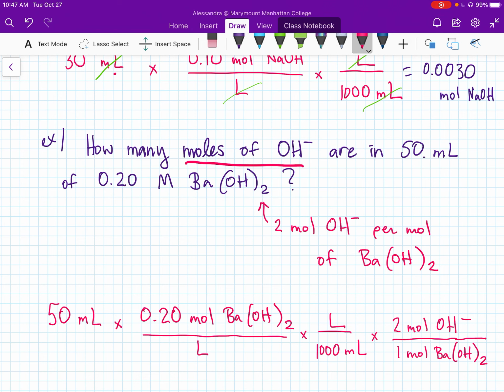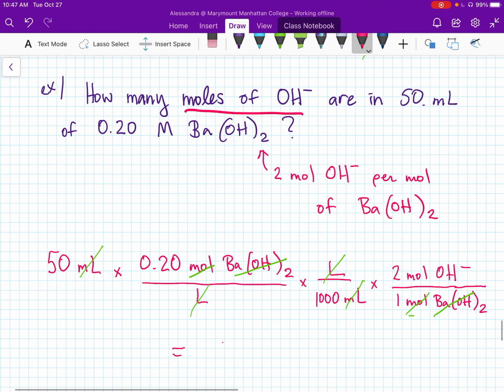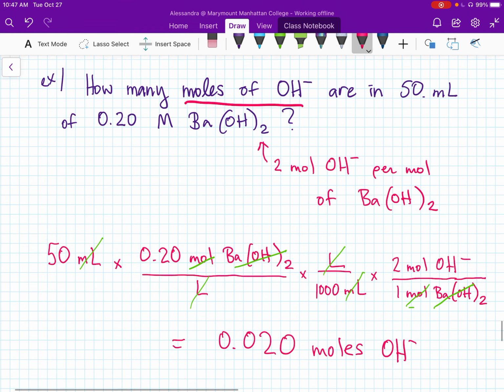So if you look carefully, again, we've used the unit factor method. I'm getting rid of my milliliters, I'm getting rid of my liters, and I'm getting rid of my moles of barium hydroxide to be left with moles of just hydroxide by itself. So this will give me 0.020 moles of hydroxide in that solution, in 50 milliliters of it. All right, let's do another example now.